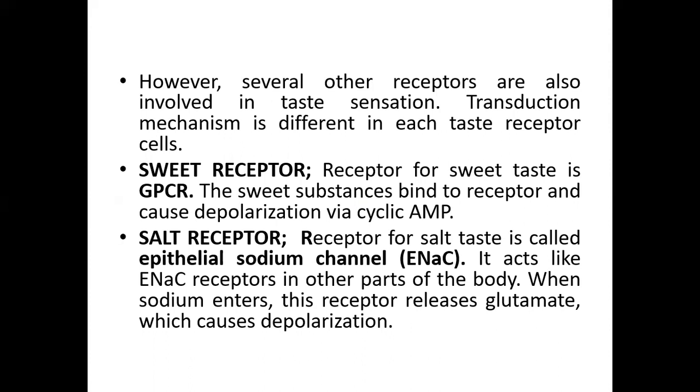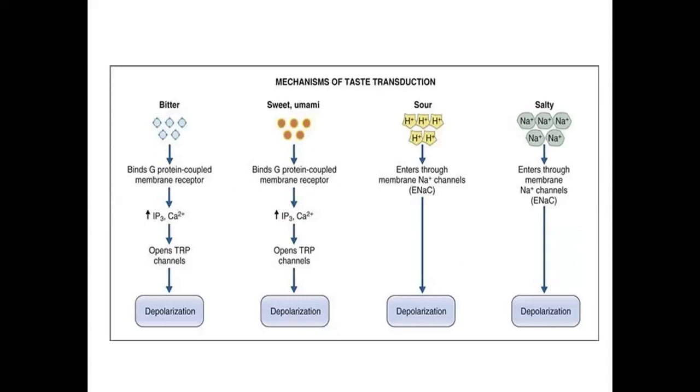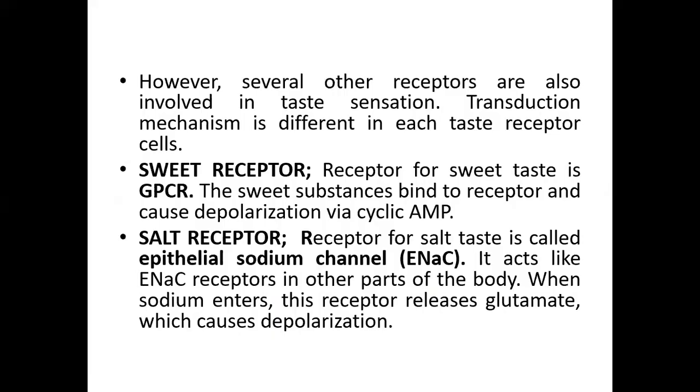Now, the sweet receptor. The receptor for sweet taste is the G protein coupled receptor, like we looked at previously. So that's what they mean: it binds to a G protein coupled membrane receptor, GPCR. The sweet substance binds to the receptor and causes depolarization via cyclic AMP. Then the salt receptor, for salt taste, is called the epithelial sodium channel, ENaC.